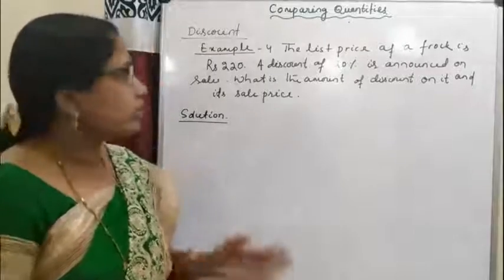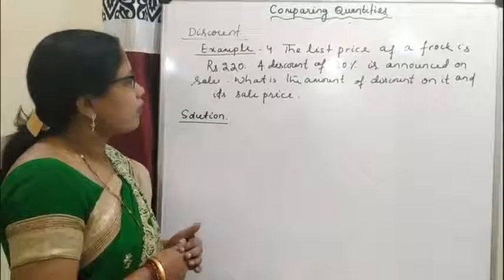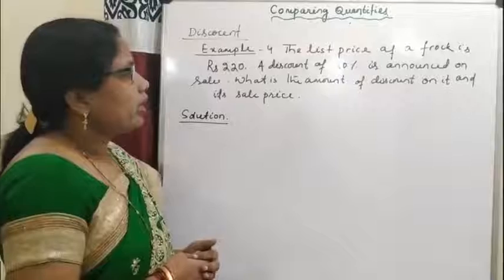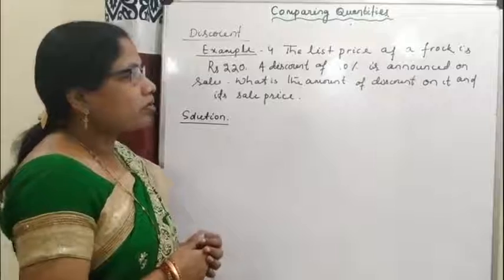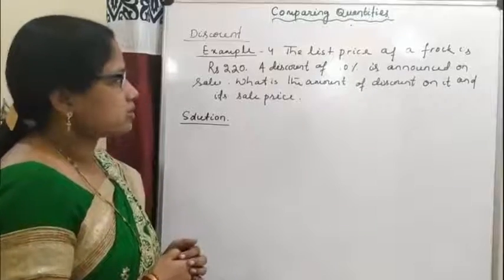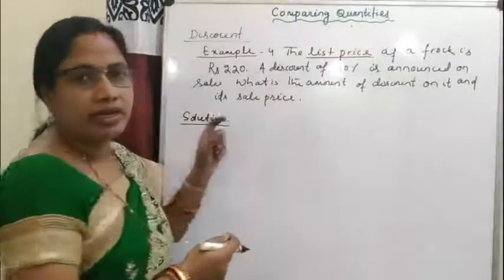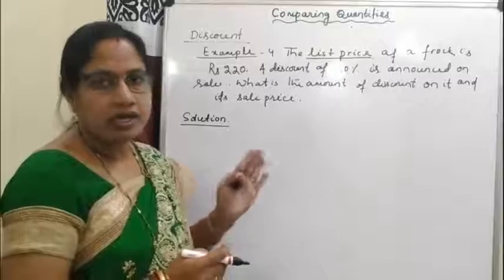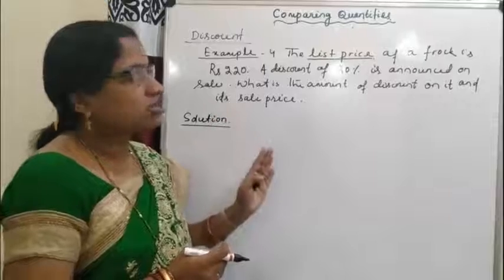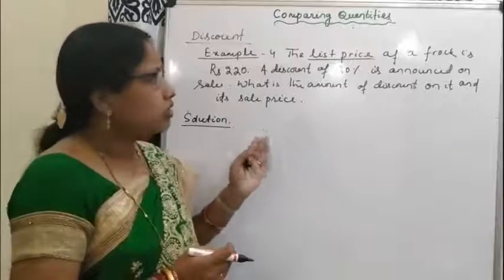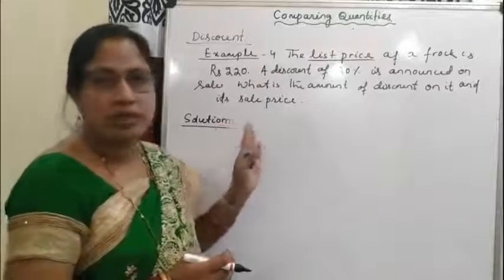Let us solve another example based on discount. The question is: the list price of a frock is rupees 220. A discount of 20% is announced on sales. What is the amount of discount on it and its sales price? Here it is written list price. Previously I told it as mark price. The mark price and the list price are the same. The names are different. In some questions it is written mark price, and in some it is written list price, so please don't confuse it.